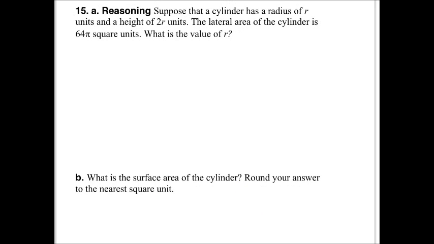Okay, here's our last example for today. Number 15. Suppose that a cylinder has a radius of r units and a height of 2r units. So I'm going to draw my cylinder. So my radius is r units, and my height is 2r.